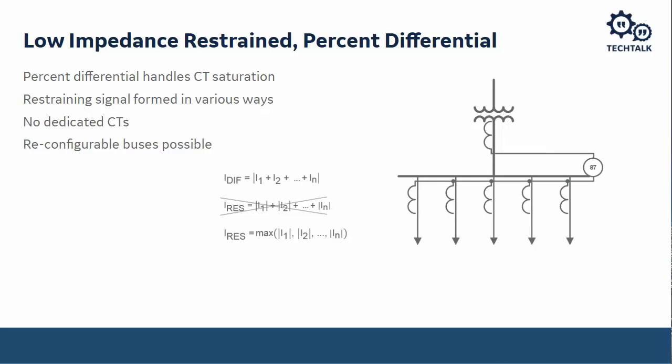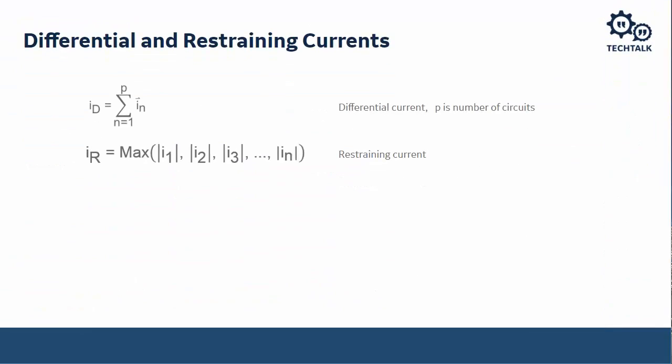To improve the security, we introduce a restraint quantity. That restraint quantity can be calculated in various different ways. The way that we do it is we pick the maximum of each of the individual contributors. This shows here the max of the absolute values of I1, I2 through IN. Another set of equations over there is the sum of the currents, pretty simple.